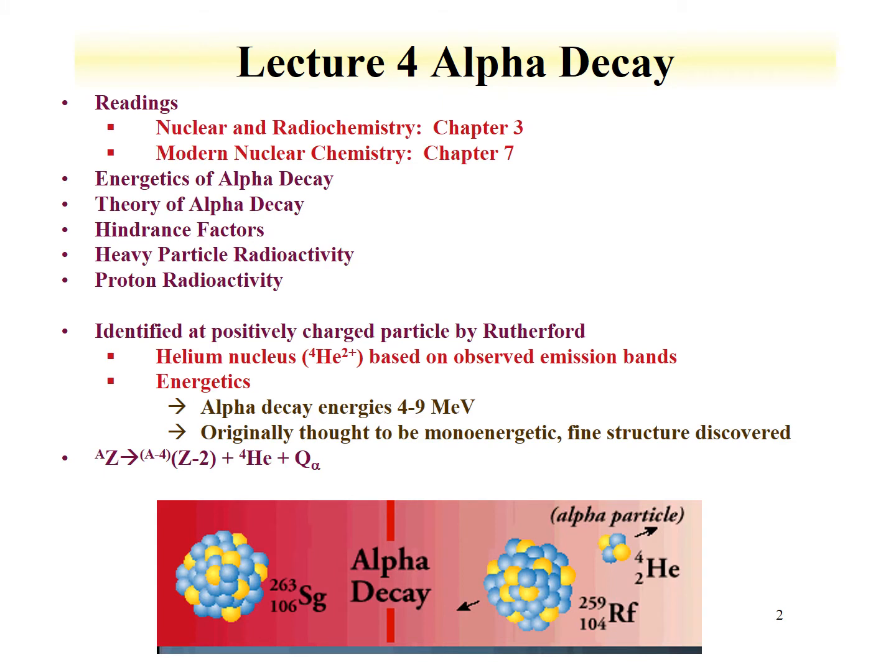The readings for alpha decay are covered in Chapter 3 of Nuclear and Radiochemistry and Chapter 4 of Modern Nuclear Chemistry. This lecture is going to cover energetics of alpha decay, in other words, the energy related to the decays. We're going to get information from the theory of alpha decay as it's developed between energetics and half-lives.